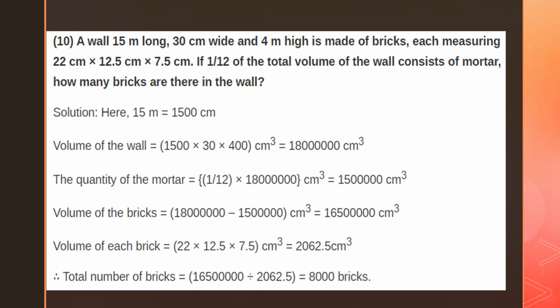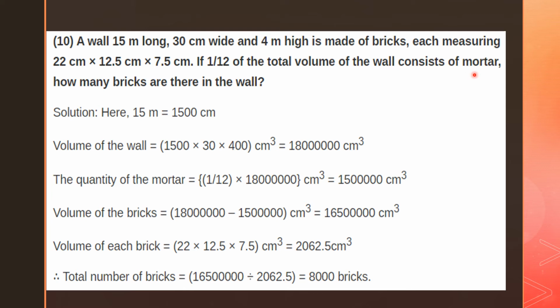A wall 15-meter long, 30 centimeter wide and 4-meter high is made of bricks, each measuring 22 centimeter into 12.5 centimeter into 7.5 centimeter. If 1 by 12 of the total volume of the wall consists of mortar, how many bricks are there in the wall? Here, the wall measurement is given, the length, width and the height of the wall. The wall is constructed with bricks. So the brick measurement is given and 1 by 12 of the total volume of the wall consists of mortar.